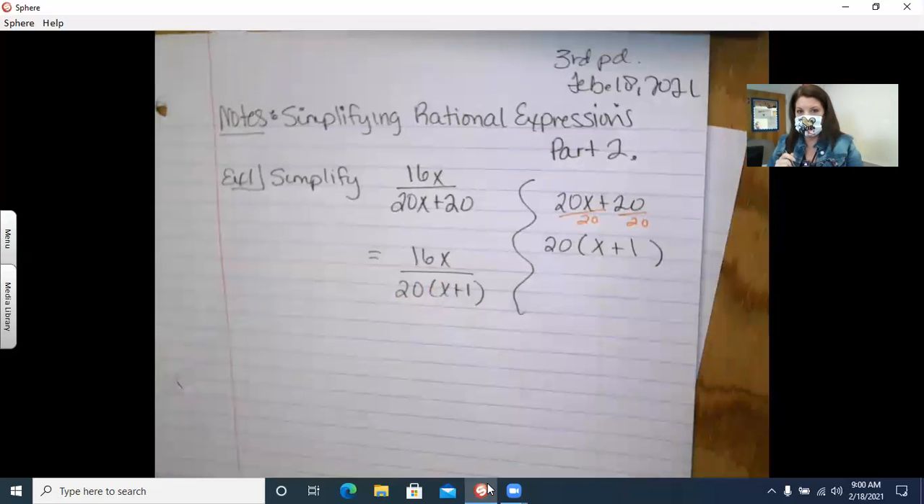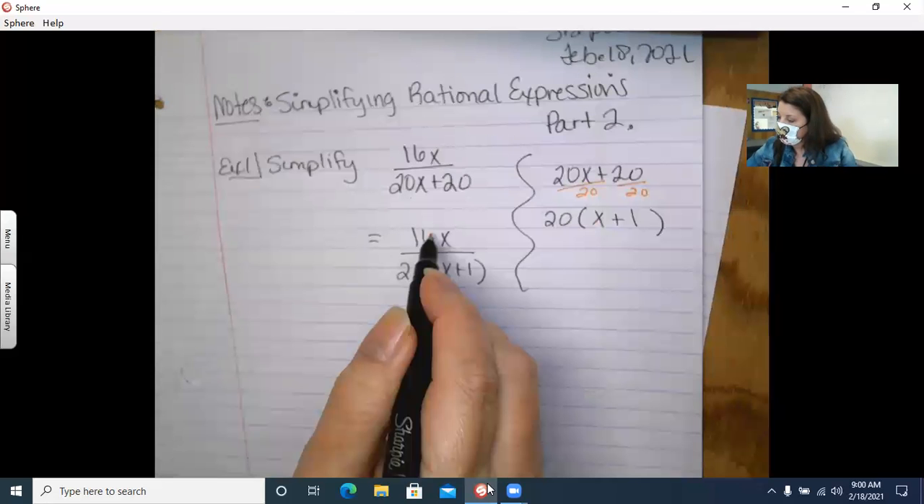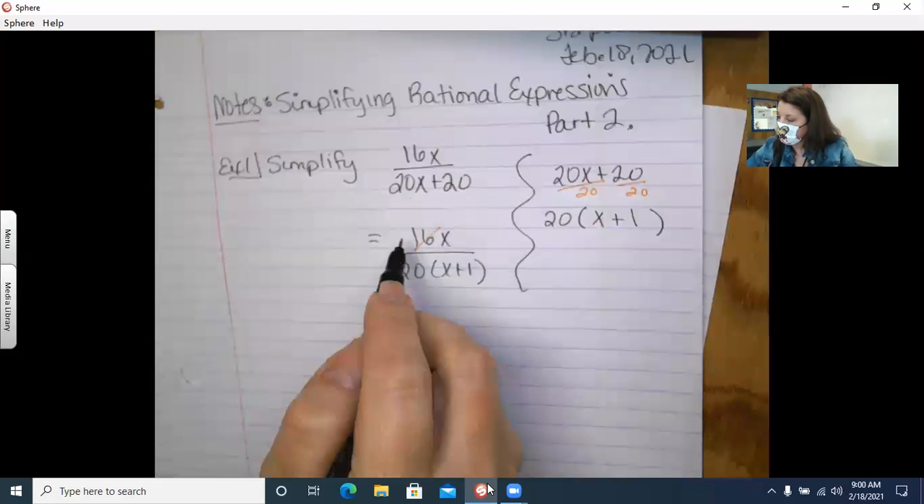So what number divides into 16 and 20? What's the largest number? 4. Anything greater? No. So 4 divides into 16 how many times? 4 divides into 20 how many times? 5.